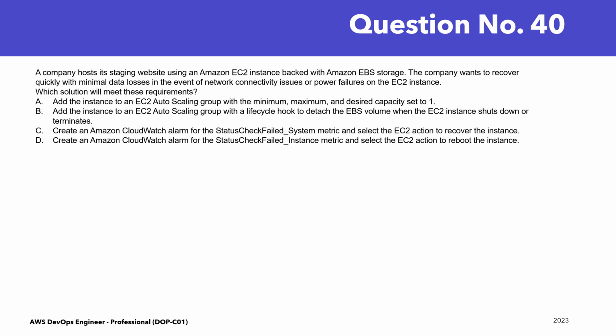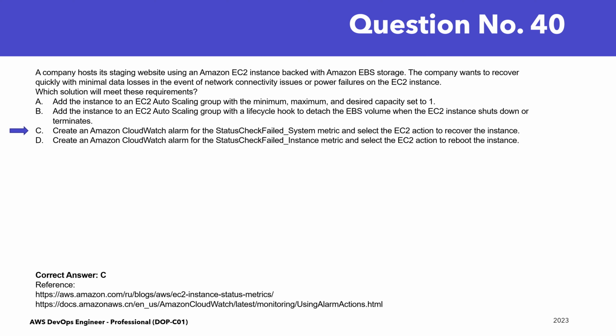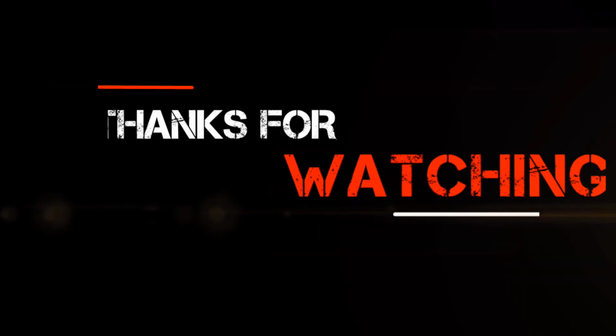A. Add the instance to an EC2 Auto Scaling group with the minimum, maximum, and desired capacity set to 1. B. Add the instance to an EC2 Auto Scaling group with a lifecycle hook to detach the EBS volume when the EC2 instance shuts down or terminates. C. Create an Amazon CloudWatch alarm for the StatusCheckFailed_System metric and select the EC2 action to recover the instance. D. Create an Amazon CloudWatch alarm for the StatusCheckFailed_Instance metric and select the EC2 action to reboot the instance. Correct answer, C.